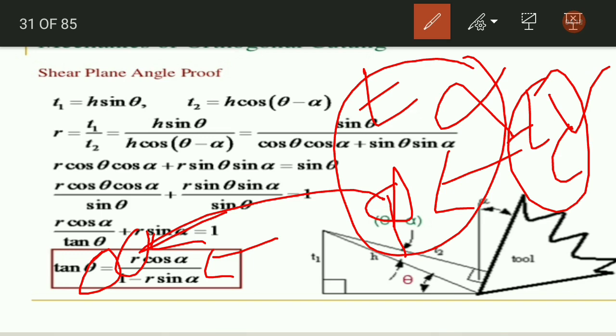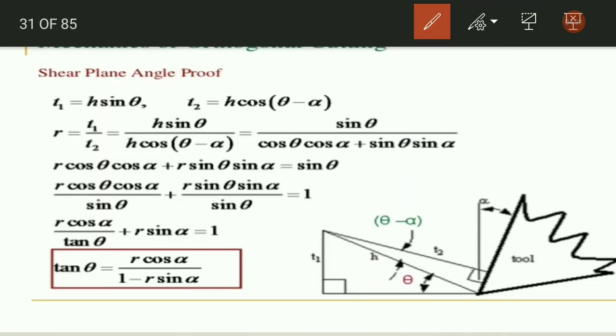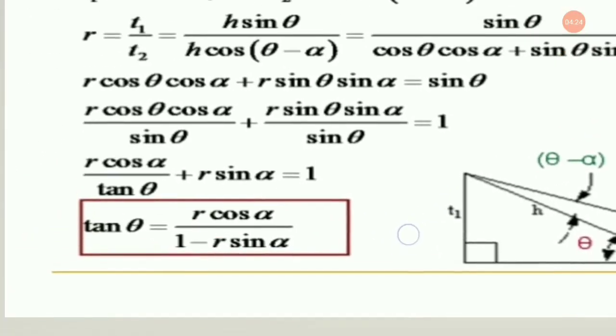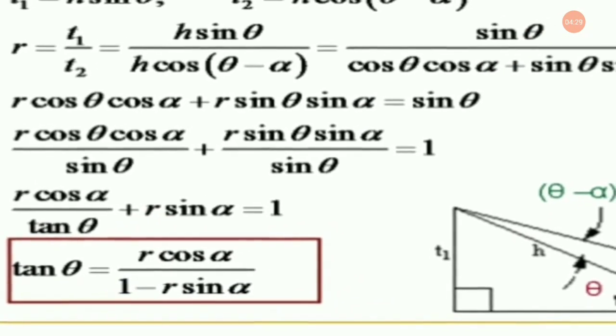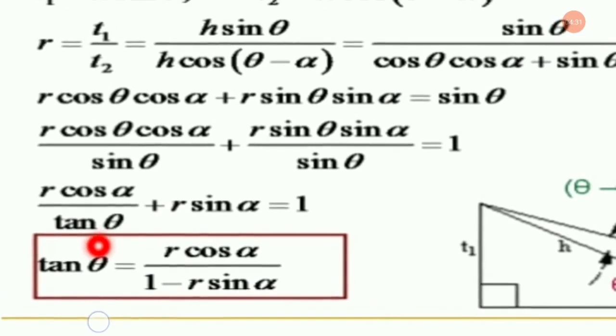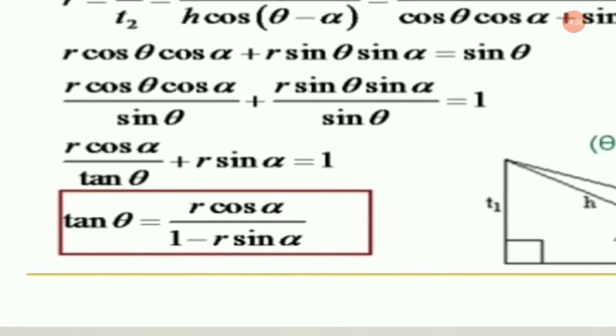So you can see this is a very important formula. It is also very easy to remember, so nothing to worry about. But keep in mind that they have written tan theta here instead of tan phi, so that is not an issue. You can take tan theta or tan phi. Many books give phi as the shear angle, so you can consider phi as the shear angle as well. And tan phi you can write simply as r cos alpha by 1 minus r sin alpha, where r is the chip thickness ratio, that is the uncut chip thickness by the chip thickness.